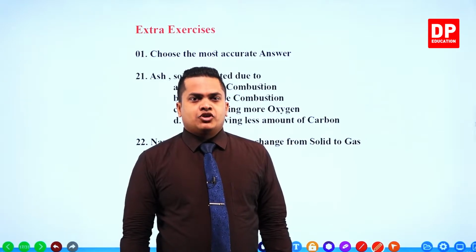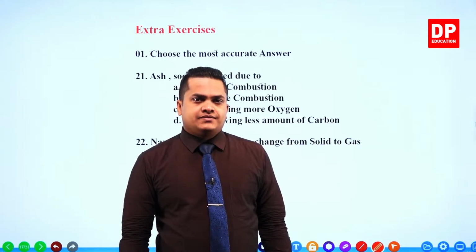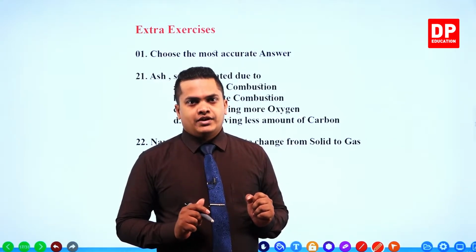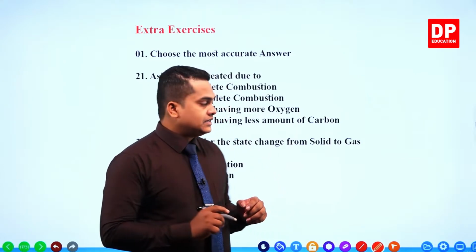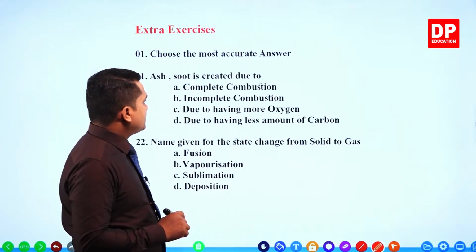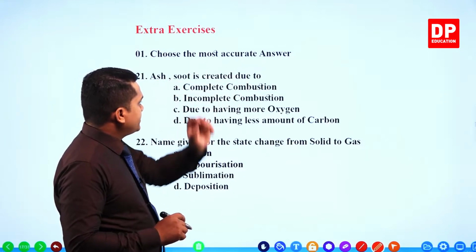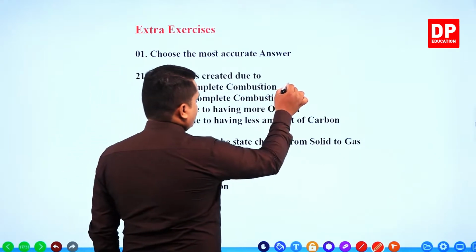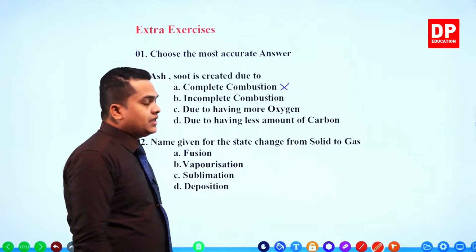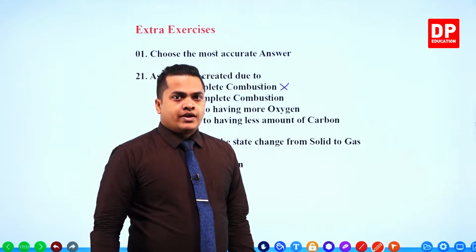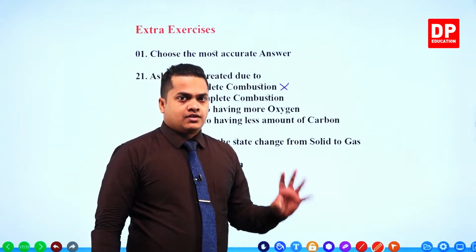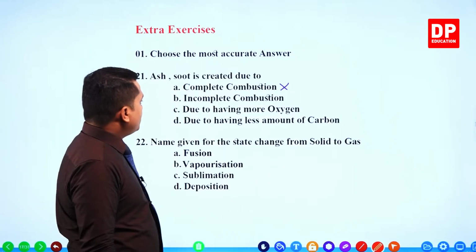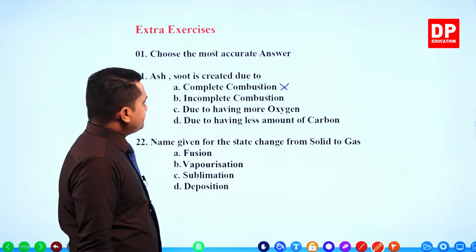So incomplete combustion is the main reason for the creation of soot plus ash, right? So my dear children, let's see what our responses are. Ash and soot are created due to complete combustion. No. If it is a complete combustion, we can't observe these things. In a complete combustion, the only products created are carbon dioxide gas plus water vapor. That's it.